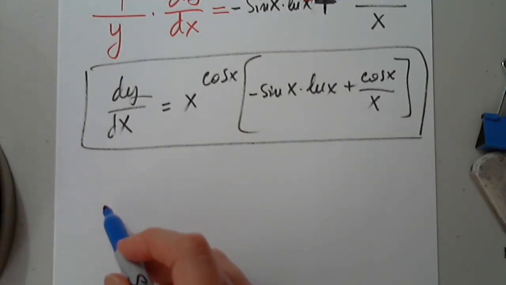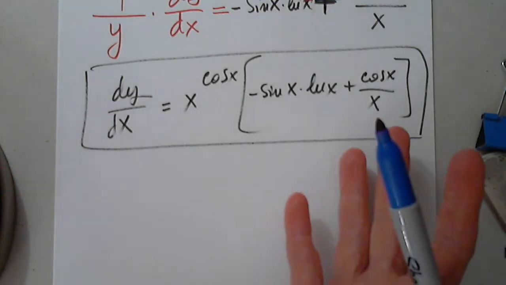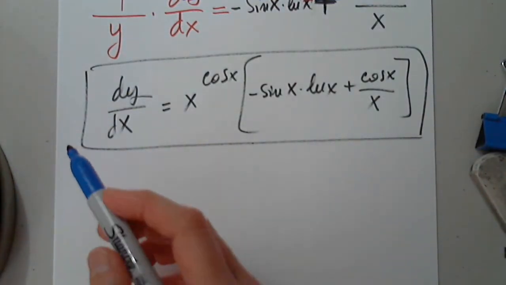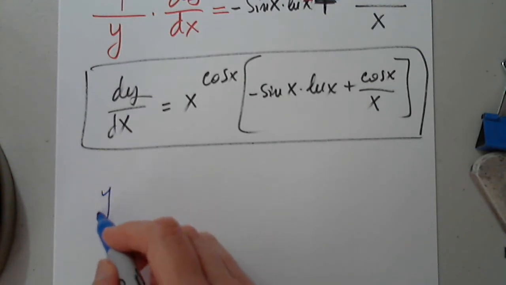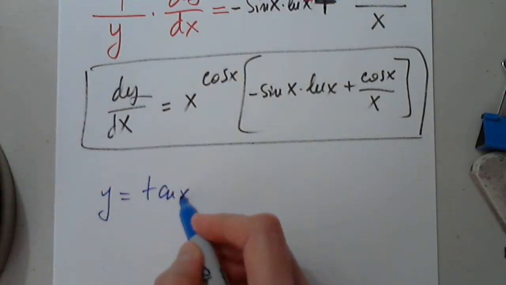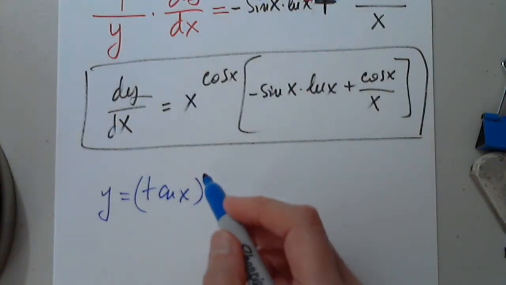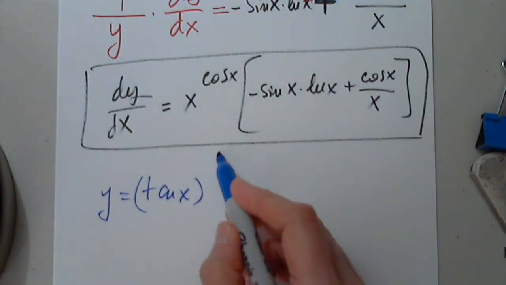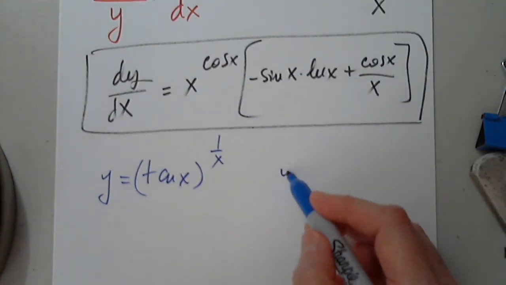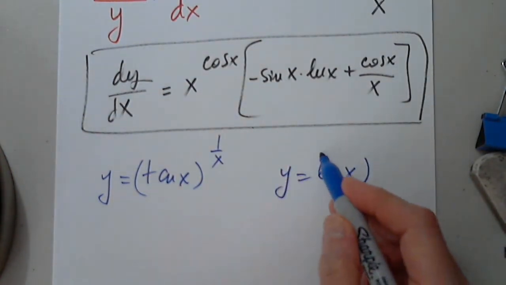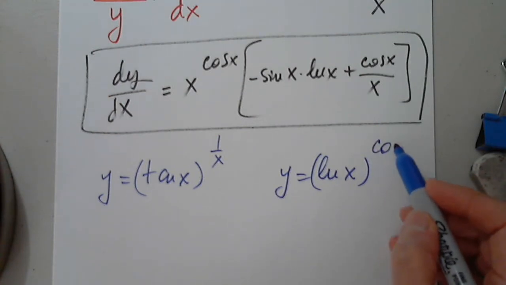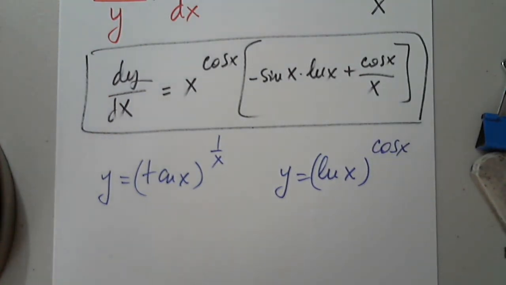And then I'll show you another example in which we can use logarithmic differentiation and it does not have a function like this one. So let's say tangent x raised to 1 over x. I'll let you choose between these two. Natural log x raised to cosine x. Whichever you want to work on, we'll start on that one. The second one. You want to start with the second one.